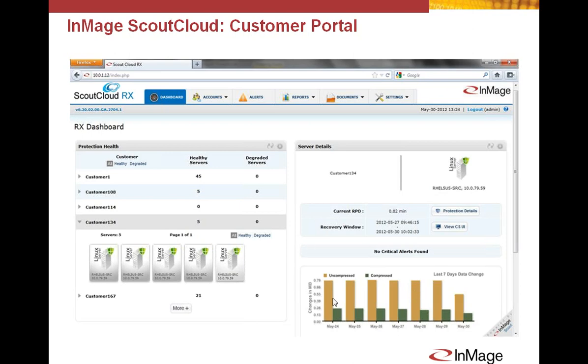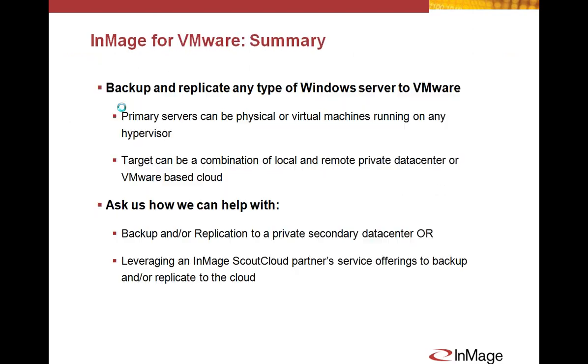On the right-hand side, when you select a server, there's more detailed statistics that we show, like the recovery window, the current RPO, and the change rates for that server, both compressed and uncompressed. There's additional tabs here that allow you to create accounts for end customers and your partners. And the alerts tab allows you to look at alerts that were generated across all customers. And of course, the end customer, when they log in to their account, they'd only see their servers in a more filtered view. And this UI can be completely rebranded to present your company's logos and things like that.